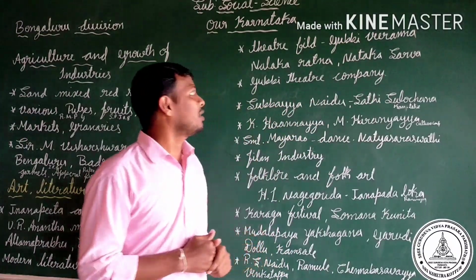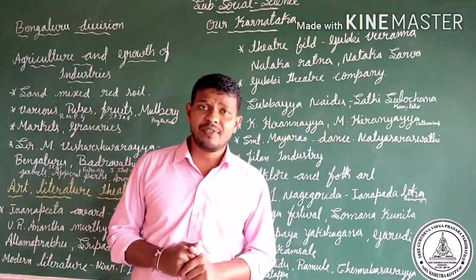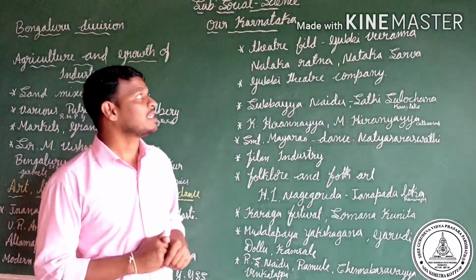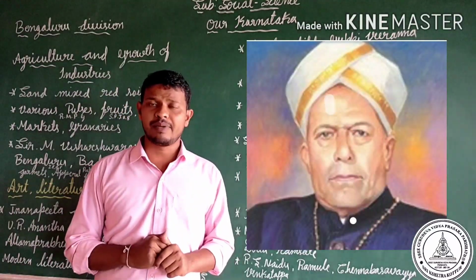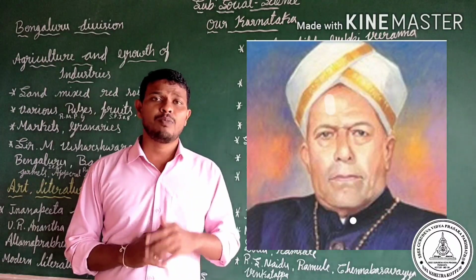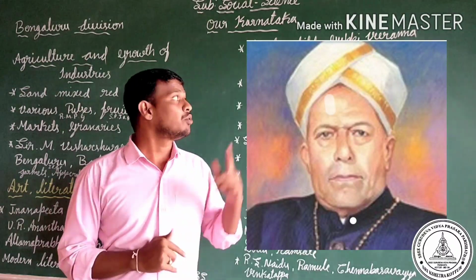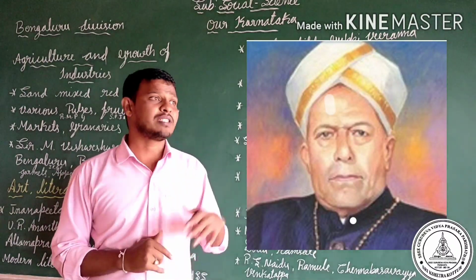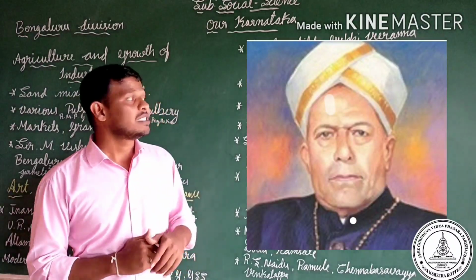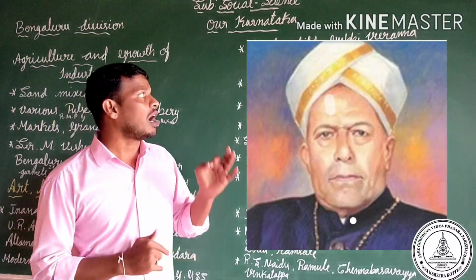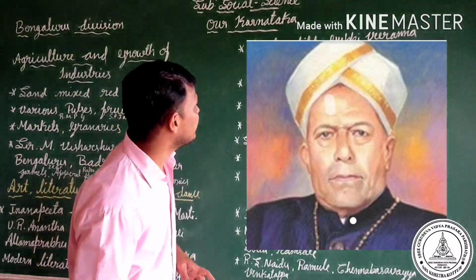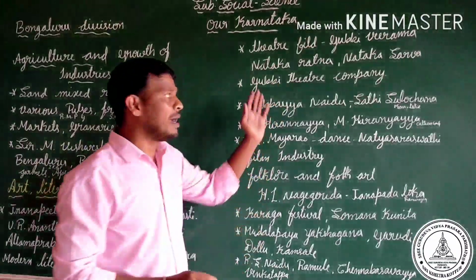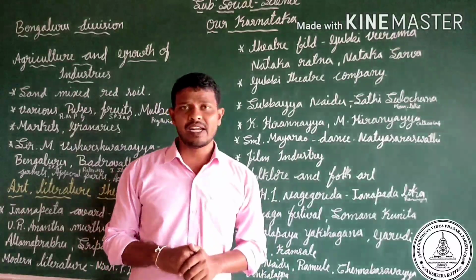Then I would like to tell about the theatre field. In the theatre field, I would like to name Gubbi Veeranna. Everyone knows about Gubbi Veeranna because he started the company Gubbi Veeranna Nataka Academy. It was established by Gubbi Veeranna. He is called Nataka Ratna and Nataka Sarvabhauma, titles given to Gubbi Veeranna.